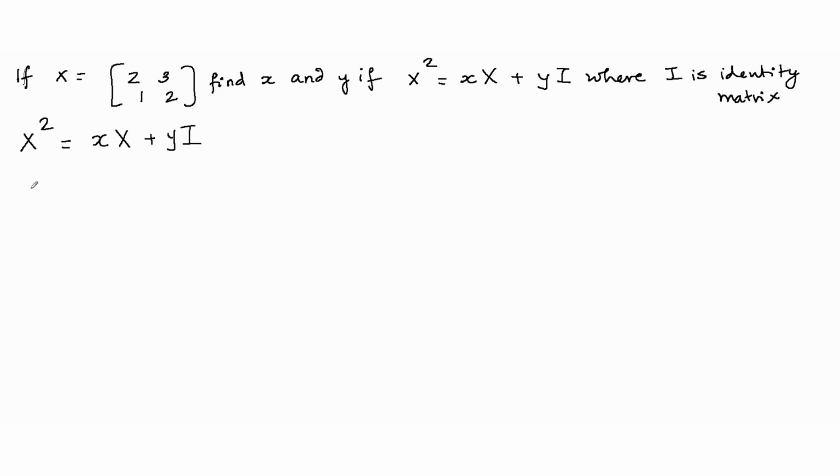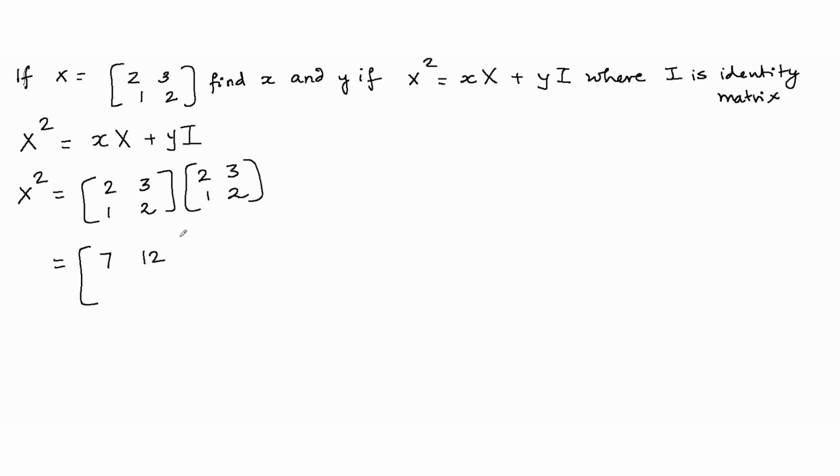Let us spend some time in finding X squared first. So X squared would be 2, 3, 1, 2 multiplied by 2, 3, 1, 2. So this is a 2 by 2 matrix. Take the first row and first column. 2 2s are 4, 3 1s are 3, 4 plus 3 is 7. First row, second column. 2 3s are 6, 3 2s are 6. 6 plus 6 is 12. Second row, first column. 2 plus 2 is 4. And second row, second column. 3 plus 4 is 7. Right? This is X squared.